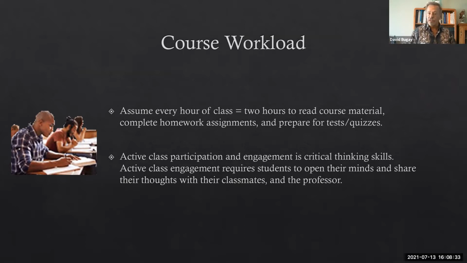Here's a rule for college. Make the assumption that for every hour of class, you're going to have at least 2 hours to read the course material and complete homework assignments. This is a 3-credit-hour class. You need to plan on 3 hours in class and 6 hours out of class. You need to allocate 9 hours of time in your schedule for this class every single week. If you don't do that, you're not going to do the work well and you'll struggle. Plan on being successful. Part of that is making certain that you're spending an adequate amount of time.